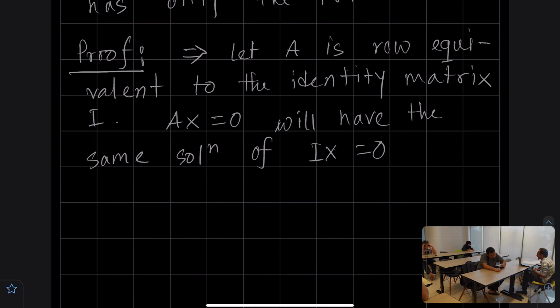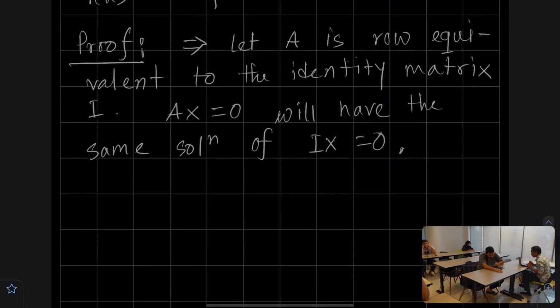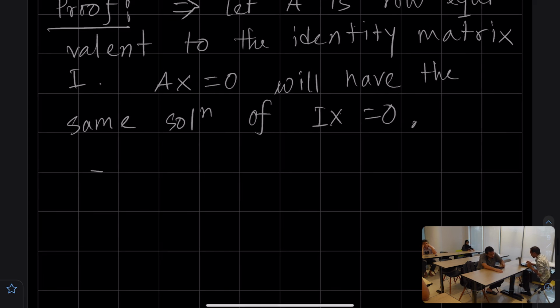So since Ix equal to 0 has only the trivial solution and the system Ax equal to 0 is equivalent to the system Ix equal to 0, then what will be the solution of Ax equal to 0? Only the trivial solution, right? So this is the forward direction. So let's consider the backward direction.